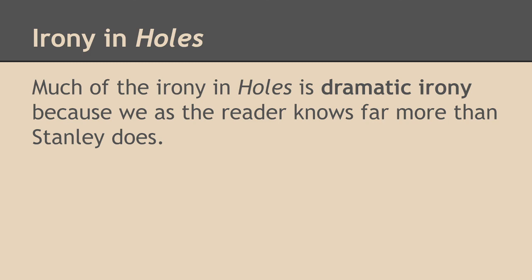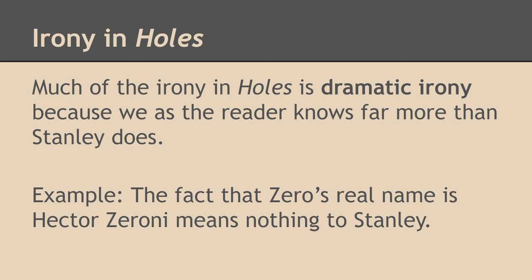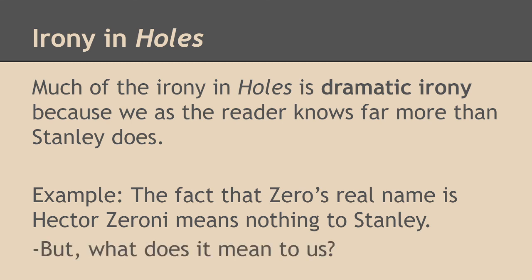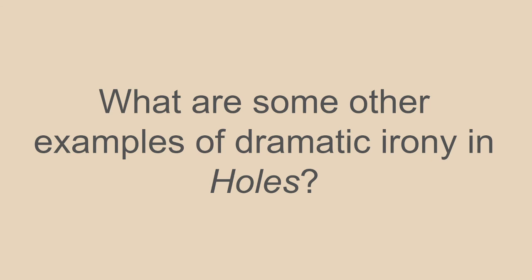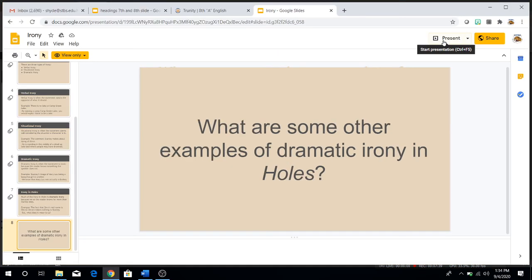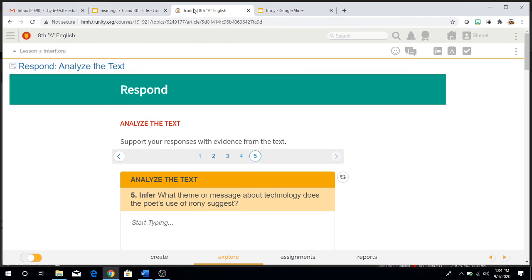Much of the irony in Holes is dramatic irony because we, as the reader, know far more than Stanley does. Here's another example of that. The fact that Zero's real name is Hector Zeroni means nothing to Stanley. But what does it mean to us? Intriguing. What are some other examples of dramatic irony in Holes? I want you guys to look that up. That's going to be an extra credit assignment for you. I want you guys to tell me what other dramatic irony examples you can find in the book Holes, or even the movie if you prefer.